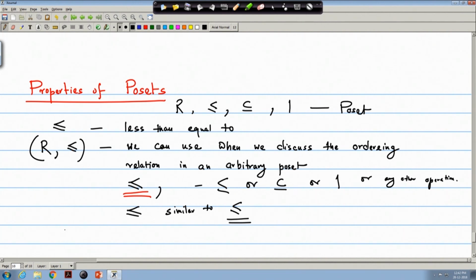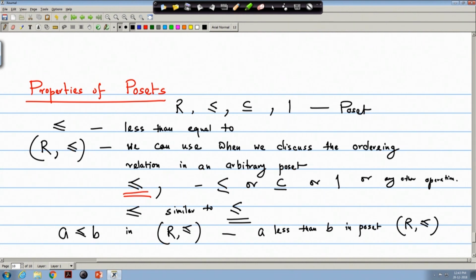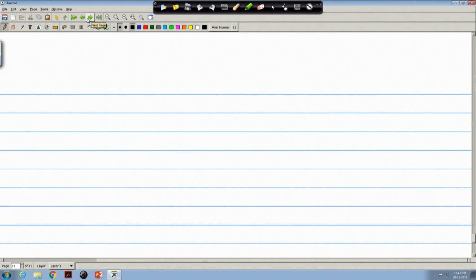Okay. So that means if I write A, B, we will be telling that in a poset R, we will be using the term that A is less than B in the relation, or in the poset R. Now we will see some of the properties of posets. So this is a convention that we will be using.